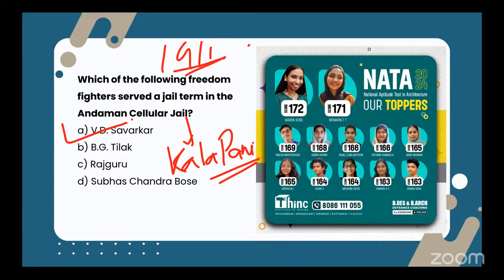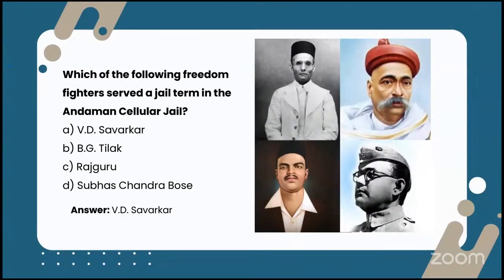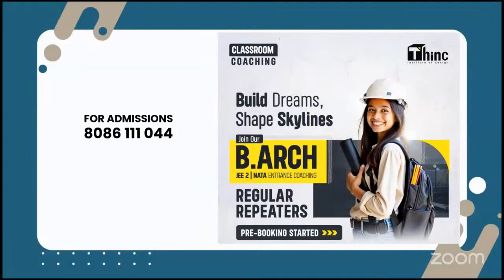And later Bose died under circumstances that are not known. Okay, all right. So today this Cellular Jail is one of the important national monuments, and people visiting Andaman can also go and visit this jail. Some light and sound show is there in this area. Okay, all right. So that is V.D. Savarkar. The correct answer is V.D. Savarkar, Vinayak Damodar Savarkar. Okay, all right. Moving on to the next question.